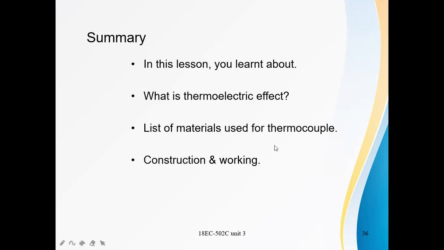And also, what is the thermocouple effect? What are the materials used for thermocouples? What is the list of materials, that is, the most commonly used combination of materials? Also, we discussed the construction and working principle of thermocouple. What are the advantages and what are the disadvantages? Also, we discussed in this session the advantages and disadvantages of thermocouple.